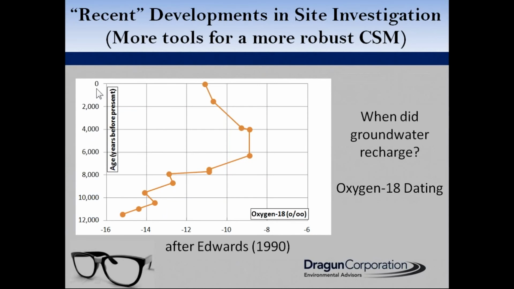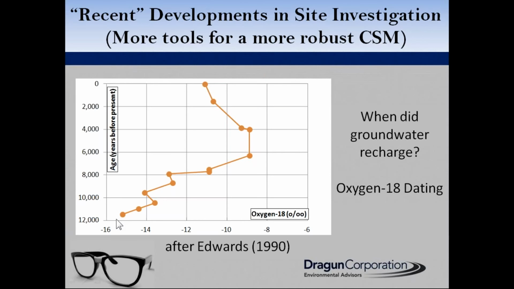Here's another example, and this time we're using oxygen 18 data. So this is the year before present, age before present. This material is from Edwards from the University of Waterloo in 1990. And what he did was he looked at shells and wood that had been age dated by carbon-14. So he knew how old his samples were. He was able to relate that to what groundwater would have been in the past. And he got this kind of function.